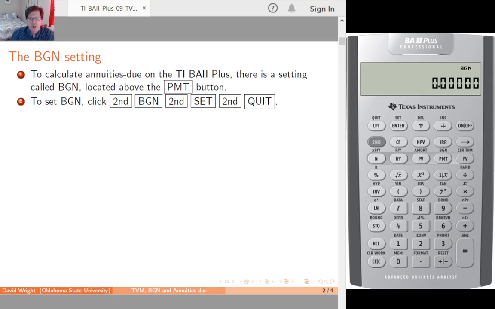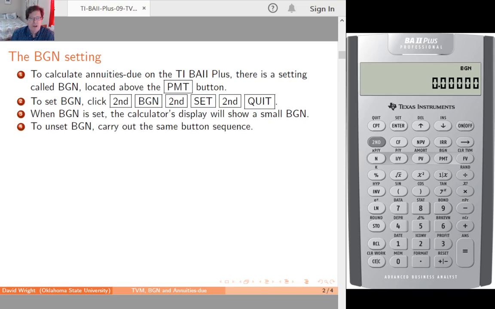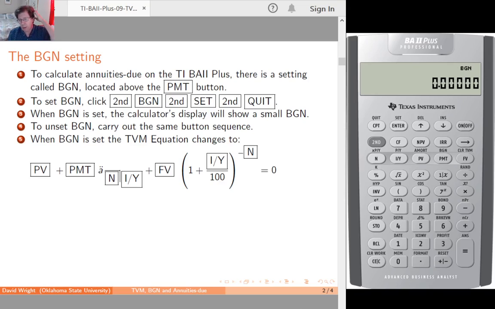And I want to show you how that changes the TVM equation. So the calculator's display will show a small BGN. That's a reminder that you have that set. To unset BGN, you would do the exact same button sequence, and that would change it back to end of period payments. So when BGN is set, here's how the TVM equation changes.